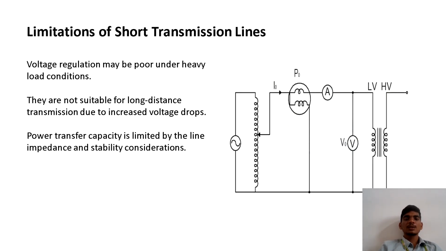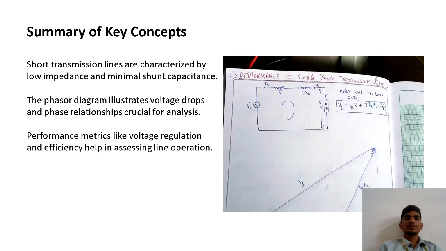Limitations of short transmission lines. Voltage regulation may be poor under heavy load conditions. They are not suitable for long distance transmission due to increased voltage drops. Power transmission capacity is limited by the line impedance and stability considerations.